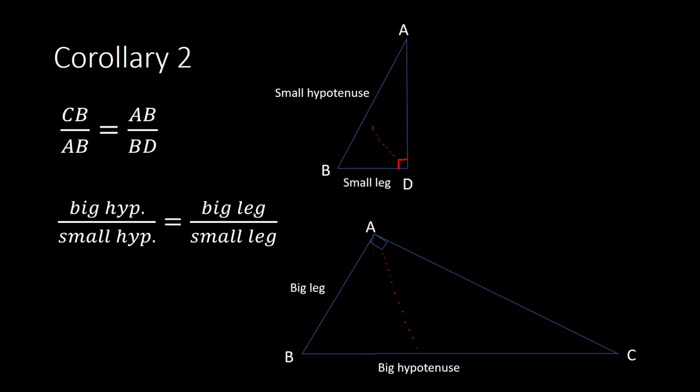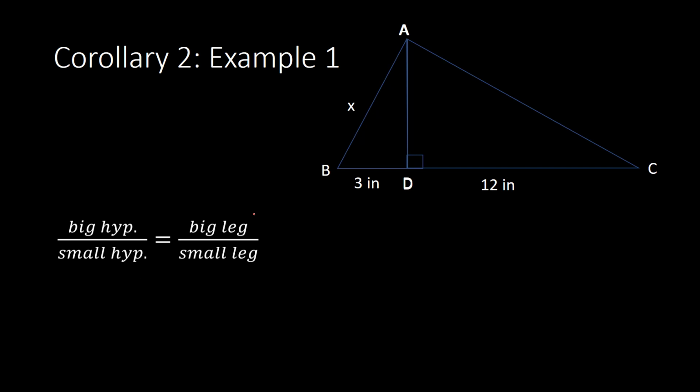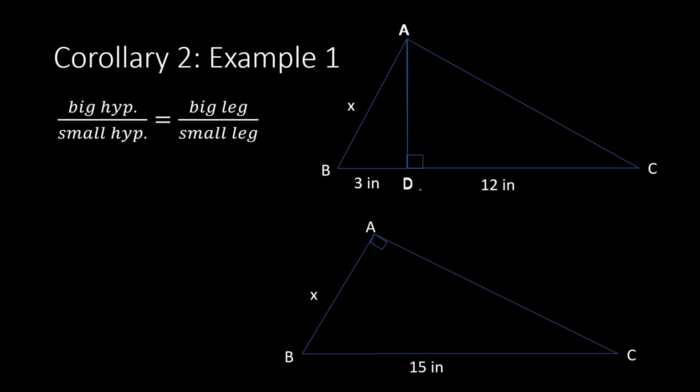So let's look at two examples on how to use this. Here's example 1. Using this picture, we're trying to find x. And we know the relationship will be big hypotenuse over small hypotenuse equals the big leg over the small leg. So here it might be helpful to draw or redraw the big triangle and then highlight the triangle we're looking at. Since we're trying to find x, which is on the triangle on the left side, we're going to redraw this so that we have the big triangle and then the triangle on the left.